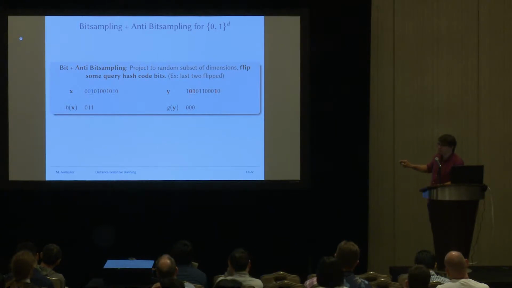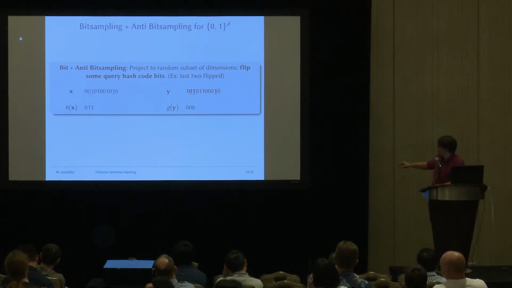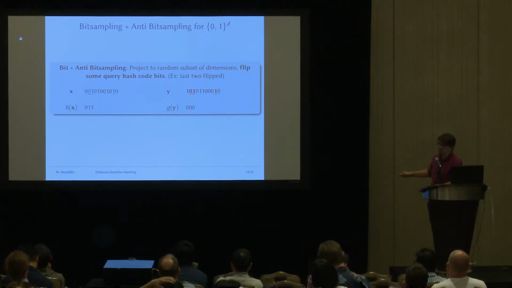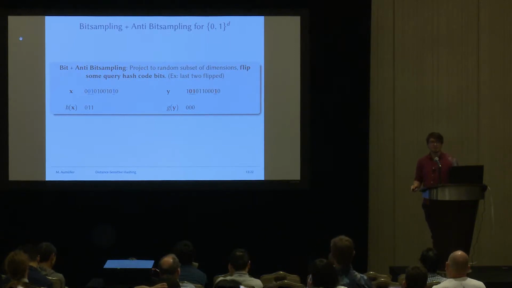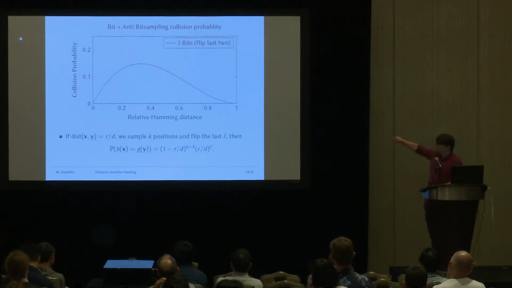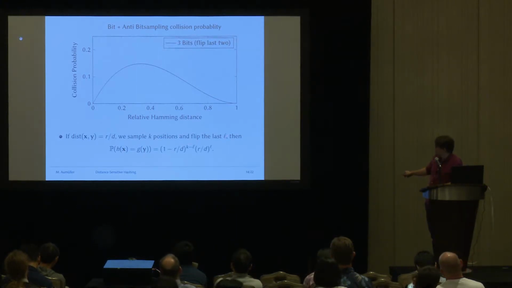And here in the example, I say we sample three dimensions. The first dimension, we write over this original bit. For the remaining two dimensions, we flip the bit. We do some bit sampling and some anti-bit sampling. The collision probability looks like this. If we sample k positions and flip the last L ones, then the collision probability is 1 minus the distance to the k minus L, that's the standard bit sampling, times distance to the L, that's the standard anti-bit sampling. The curve now looks like this.